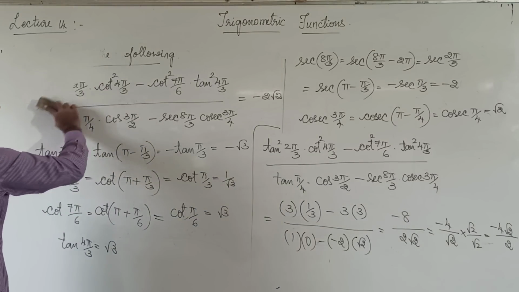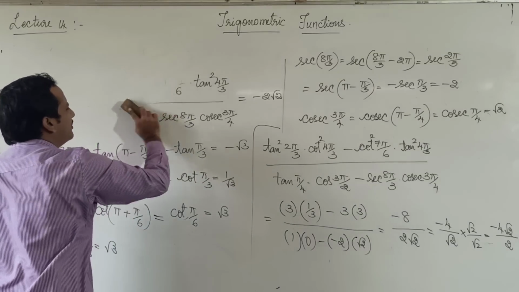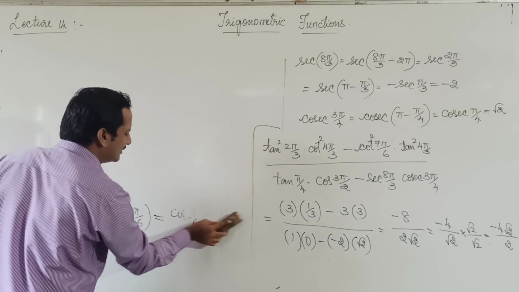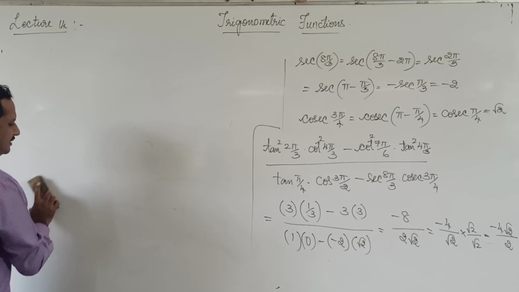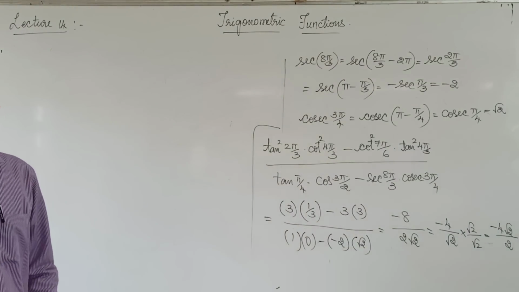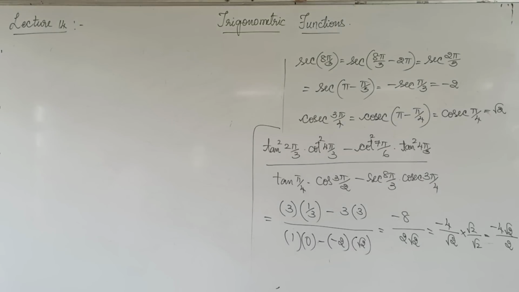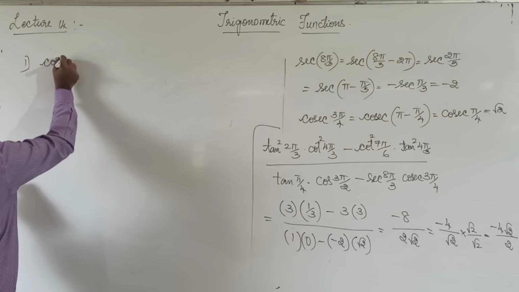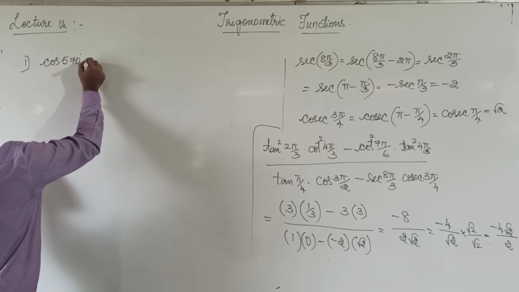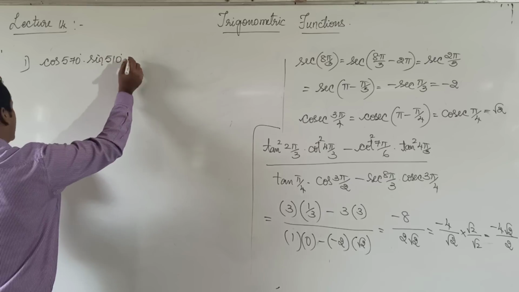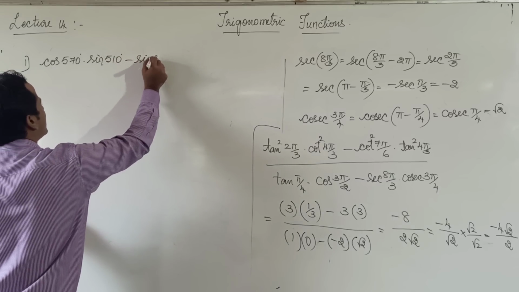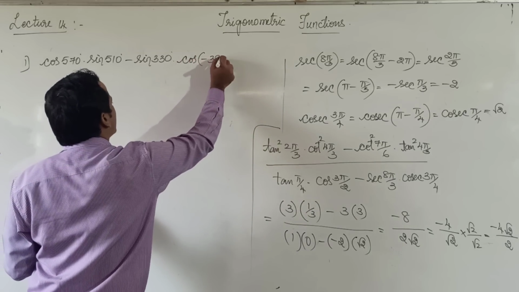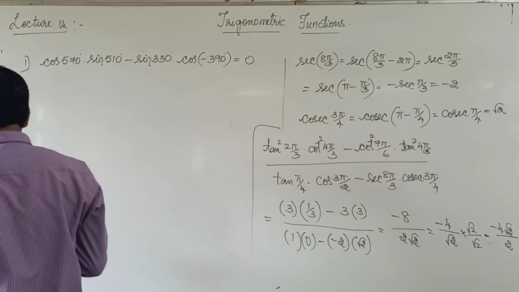You solve them. The question is the same: prove the following. First question. Prove that cos 570 degrees into sin 510 degrees minus sin 330 degrees into cos of minus 390 degrees is equal to 0. Let's show that it is equal to 0.